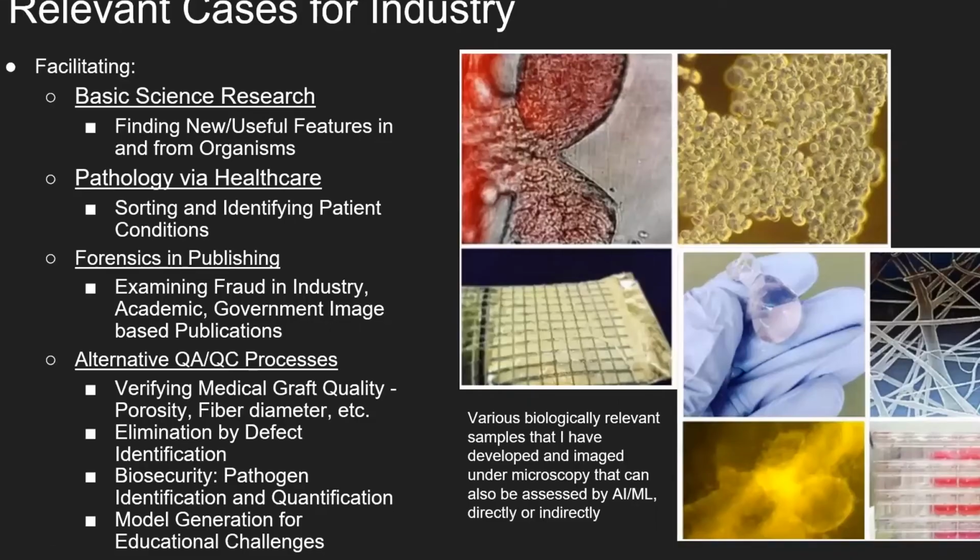Now, relevant cases for industry. You can probably glean several of those out of basic science and research. But I'll say it again, for basic science and engineering research, you can find new and useful features in and from organisms and in greater amounts. In healthcare, this can help with sorting and identifying patient conditions. In publishing, you'll find that there's a replication problem, but also there's a lot of fraud that you may find in some health-based publications. You can use machine learning as a means of identifying where there's fraud in work.